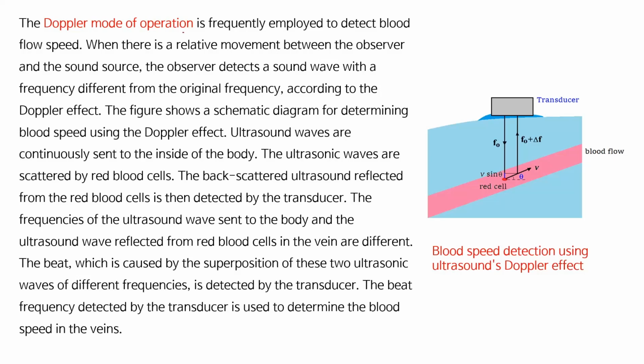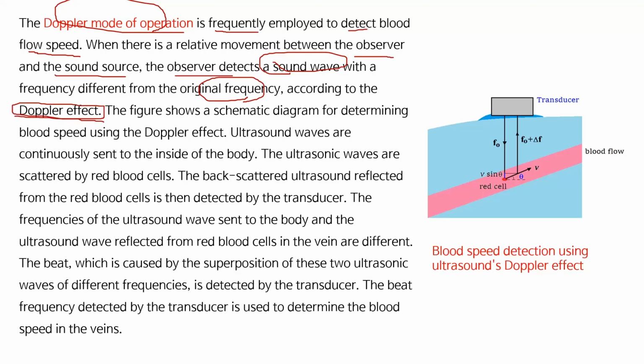The Doppler mode of operation is frequently employed to detect blood speed. When there is a relative movement between the observer and the sound source, the observer detects a sound wave with a frequency different from the original frequency, according to the Doppler effect. The figure shows a schematic diagram for determining the blood speed using the Doppler effect.